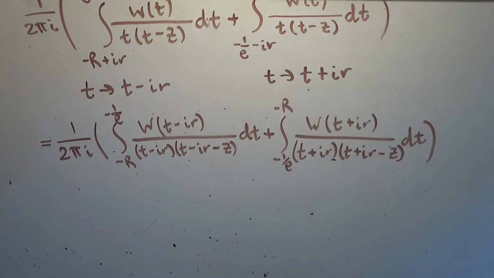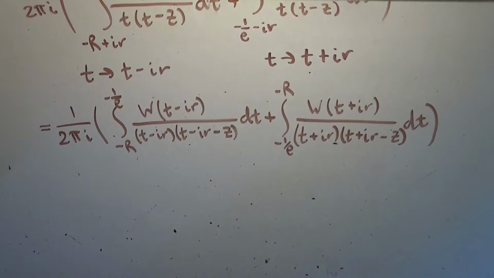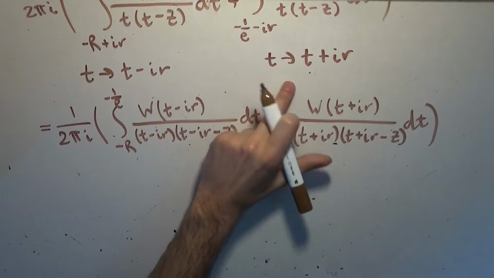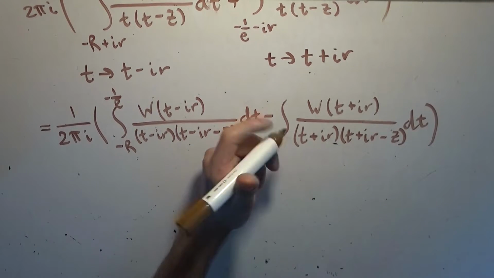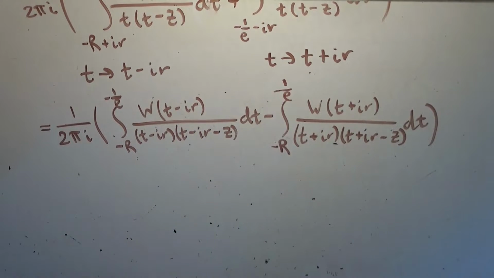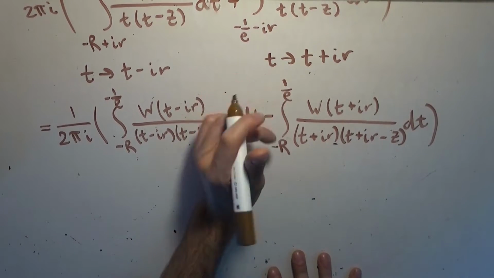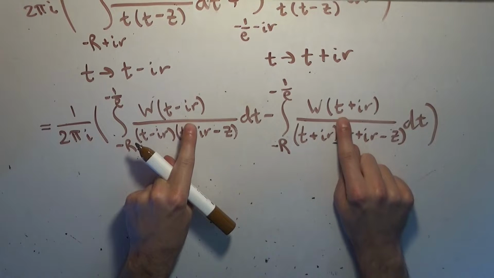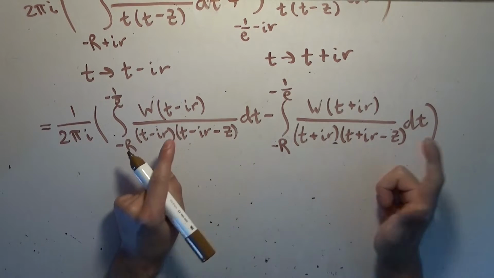Now this looks very symbol heavy like I said, but it's all about to beautifully simplify. So what we're going to do is make this negative and switch the bounds so that it goes from negative big R to negative 1 over e, just like the other integral. And now we have a beautiful utilization of the conjugate fact. Because what are these two numbers, t minus ir and t plus ir? They're conjugates of each other.